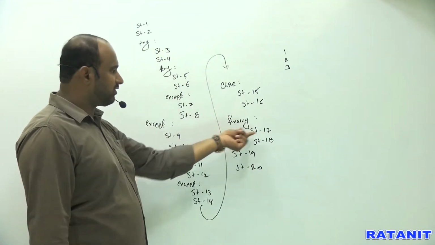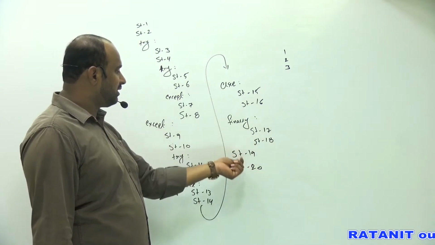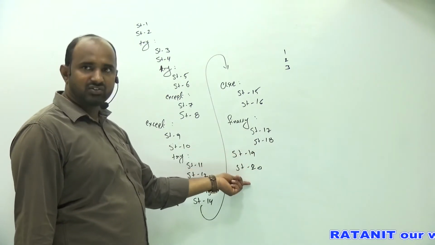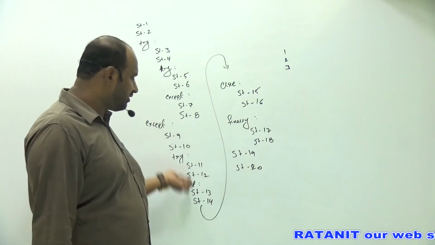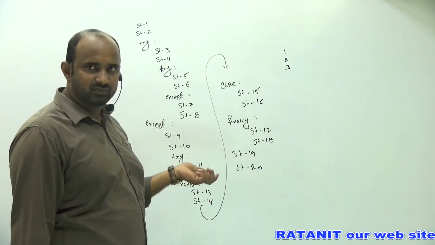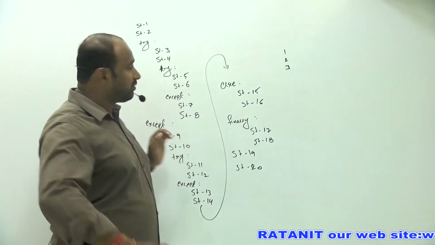Finally block always executes, 17, 18. Yes or no? 19, 20, rest of the application, right? The remaining code, executed or not executed? Executed, because the except block is matched, normal termination, right? That's it.